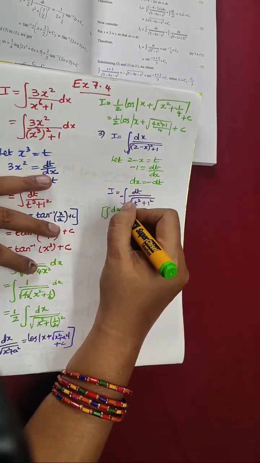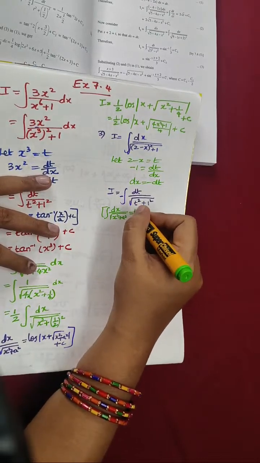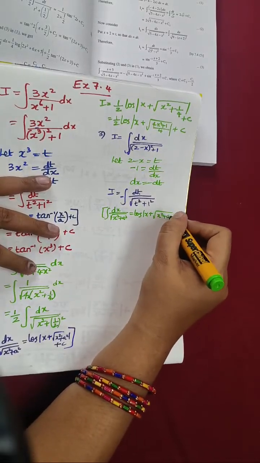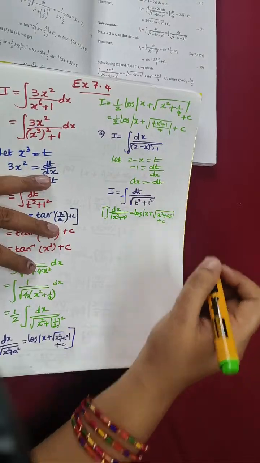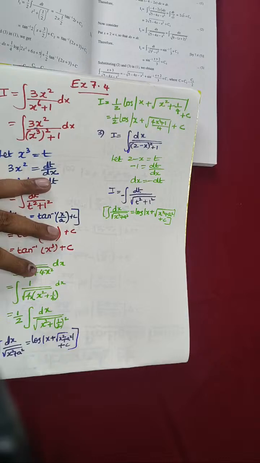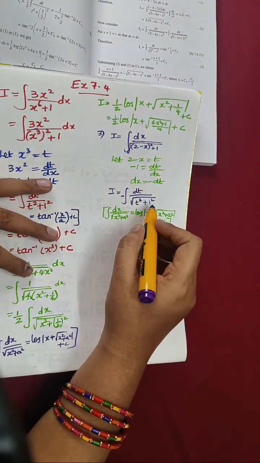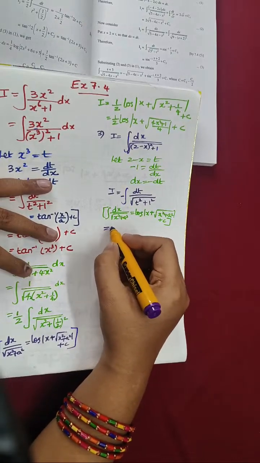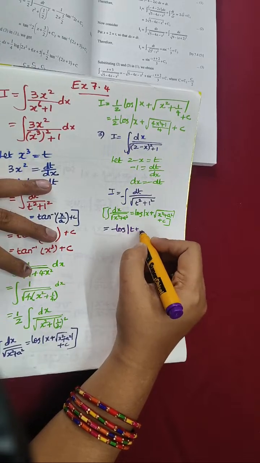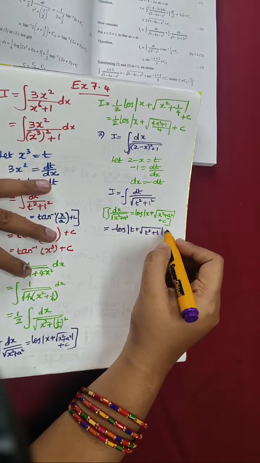Integral dx by, it is of the form integral dx by root of x square plus a square. Just now we have used log of x plus root of x square plus a square plus c. So this is the formula we are going to use. In place of x you have t, in place of a you have 1. Now that becomes minus you have outside. So minus log t plus root of t square plus 1 square plus c.